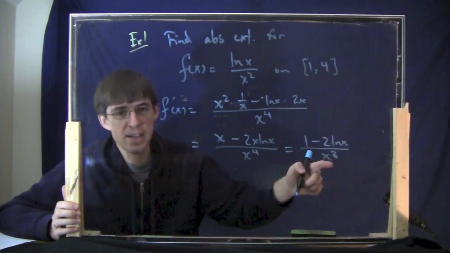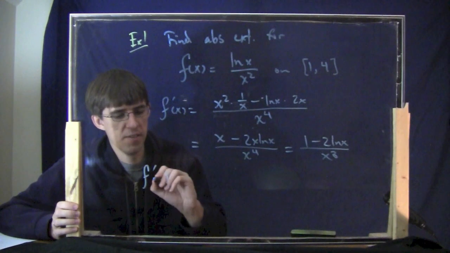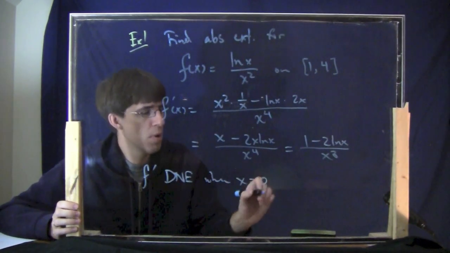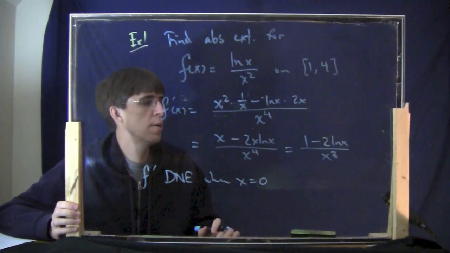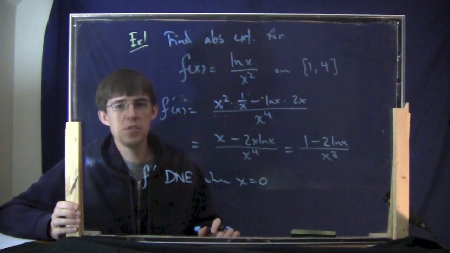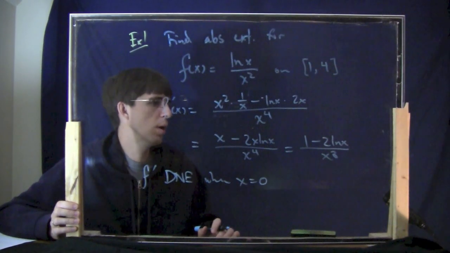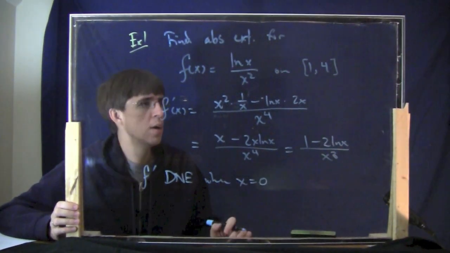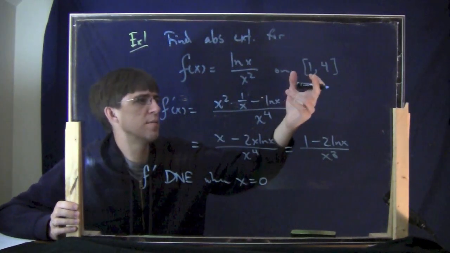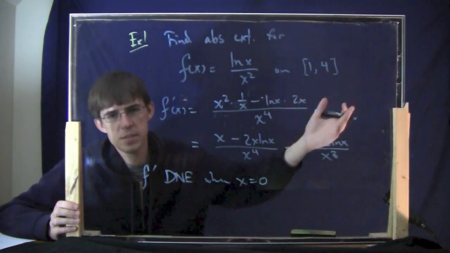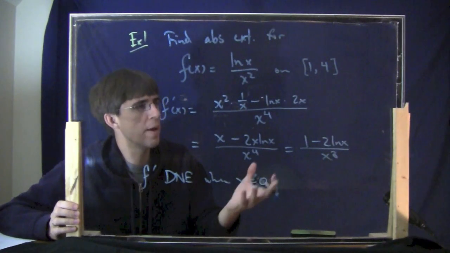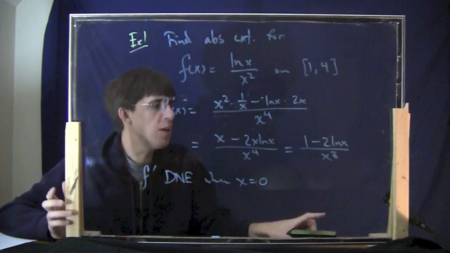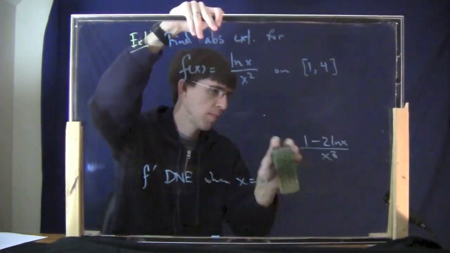Because of the x cubed in the denominator, we can say f prime does not exist when x equals 0, because that makes it 0 in the denominator. Also, f prime does not exist when x is negative, because there's no such thing as log of a negative number. It doesn't really matter, though, because I'm only considering from 1 to 4, so x is never going to be negative. In fact, this doesn't even matter. x is never going to equal 0. So anyway, what about when the derivative equals 0? Let's do that.